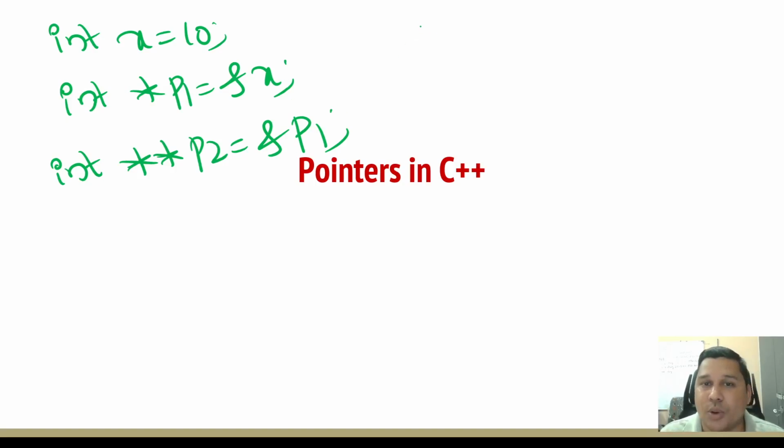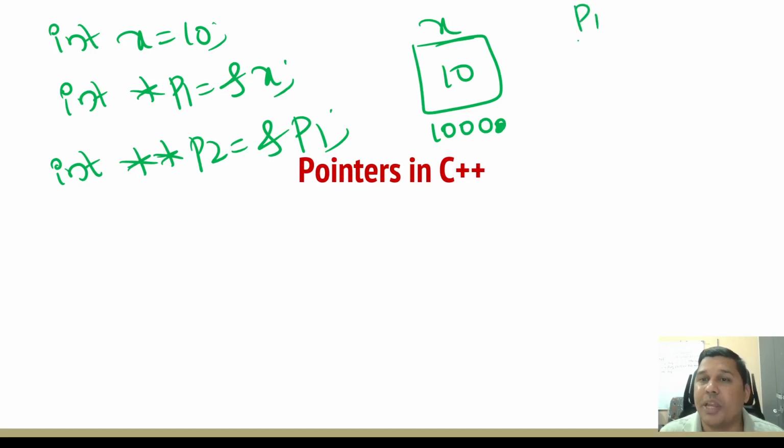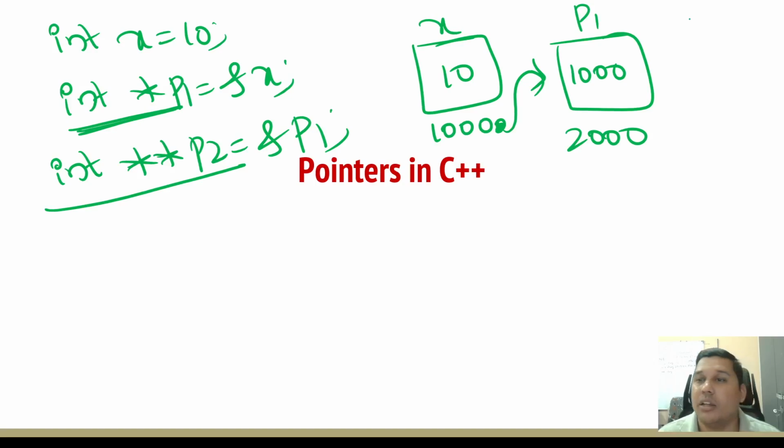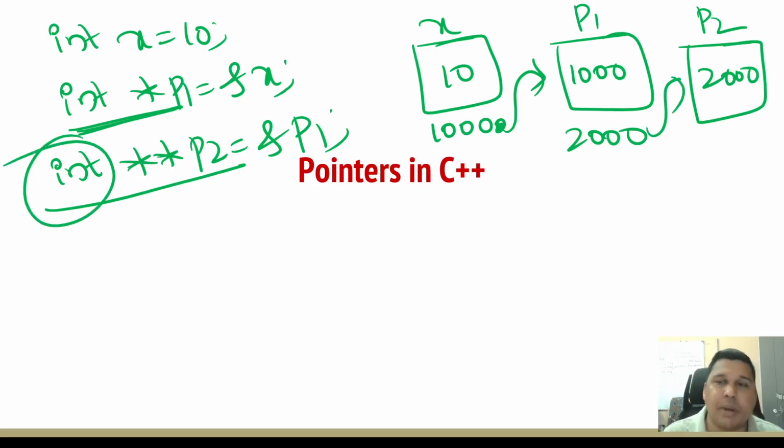So the diagram looks something like this. You have x, which is 10, with some address 1000. Then you have p1, which stores this address, so 1000 is there. Since p1 is also another variable, memory allocation happens, so this is 2000. Then p2 is another variable, and you can have 2000 in this. Since this is also a variable, it will have some memory allocation like this.